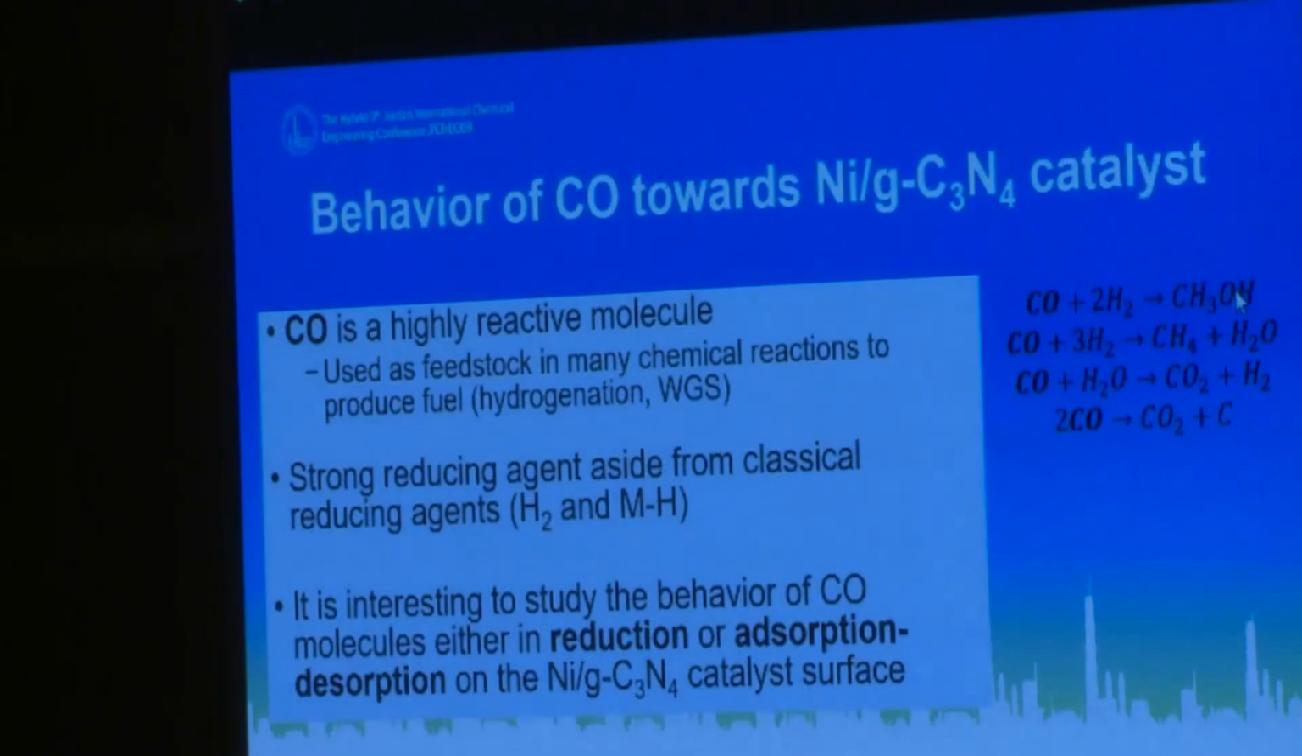So why do we want to study the behavior of carbon monoxide on the nickel-supported carbon nitride catalyst? First of all, as we know, CO or carbon monoxide is a highly reactive molecule, and it has been used as feedstock in many chemical reactions, such as to produce fuels like methanol, methane, and so on. Apart from that, CO is also considered a strong reducing agent aside from hydrogen and metal hydride. Therefore, it is interesting to study the behavior of carbon monoxide molecules in either reduction or desorption on the nickel-supported catalyst surface.